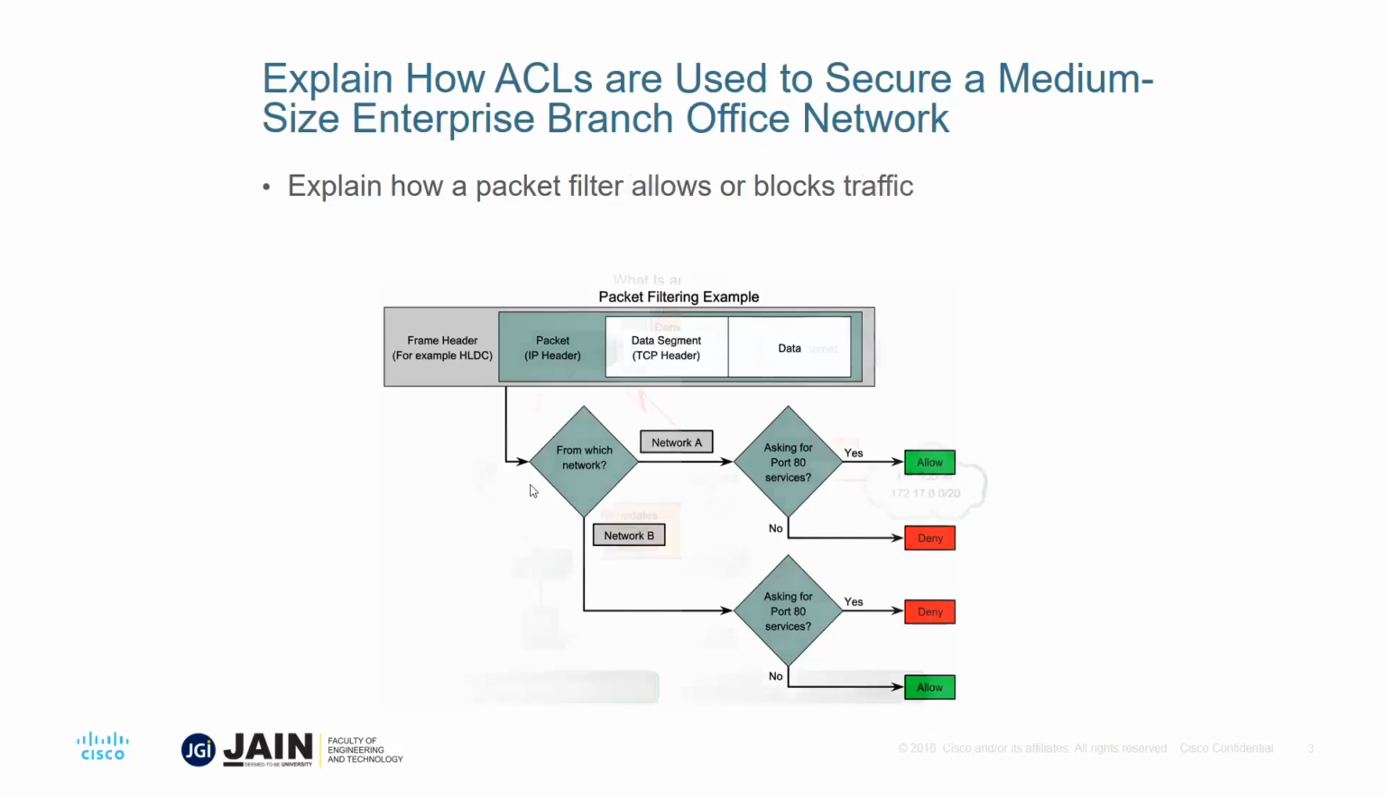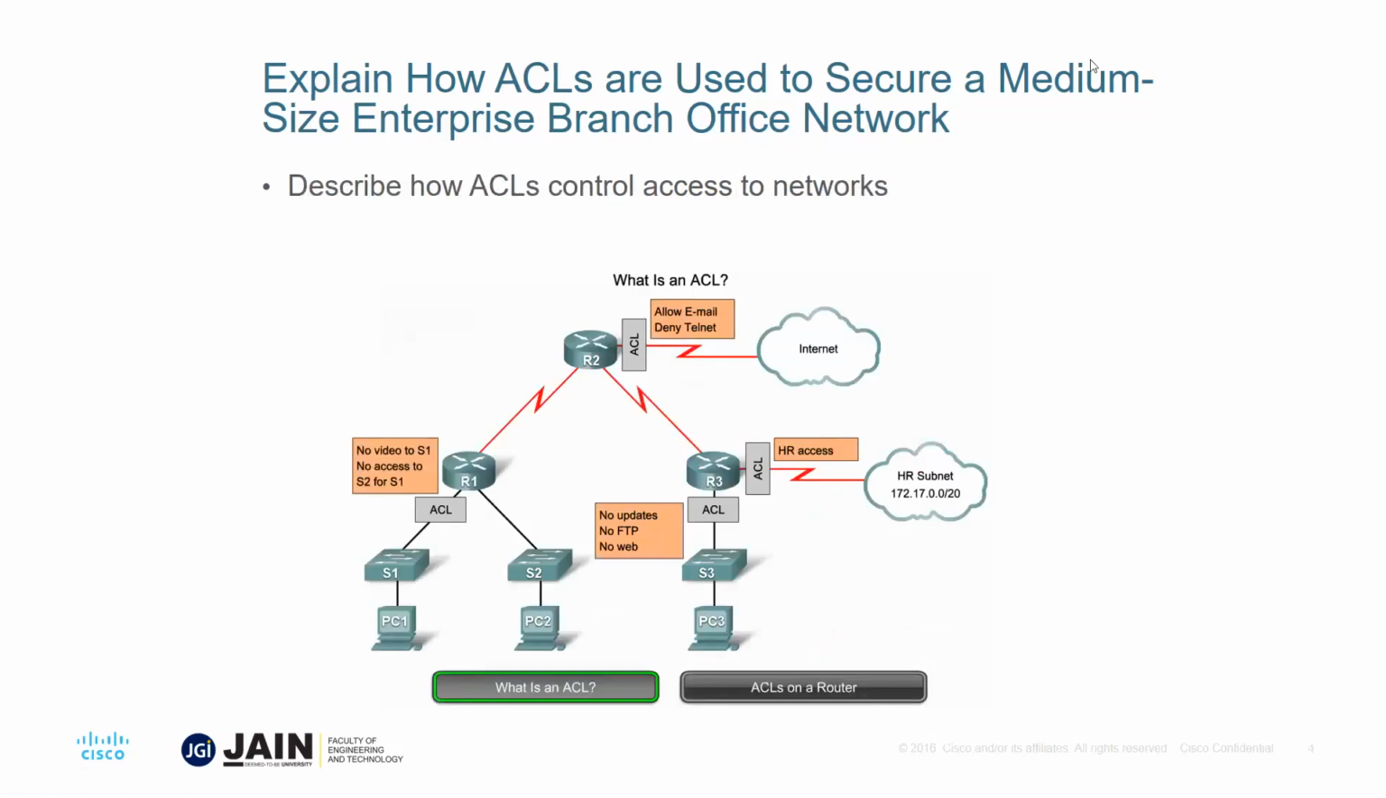All right. Now, if you see this slide, what is an ACL? It is allowing or denying access, whatever we have discussed now. If you see router 2, there is an ACL which we are applying as outbound, saying allow email and deny telnet. So I'm trying to allow the email communications and deny the telnet communications.